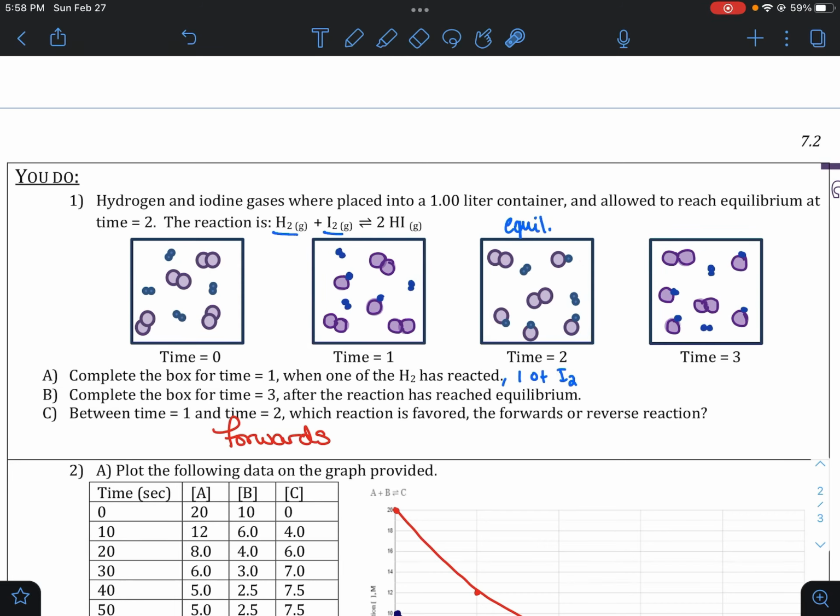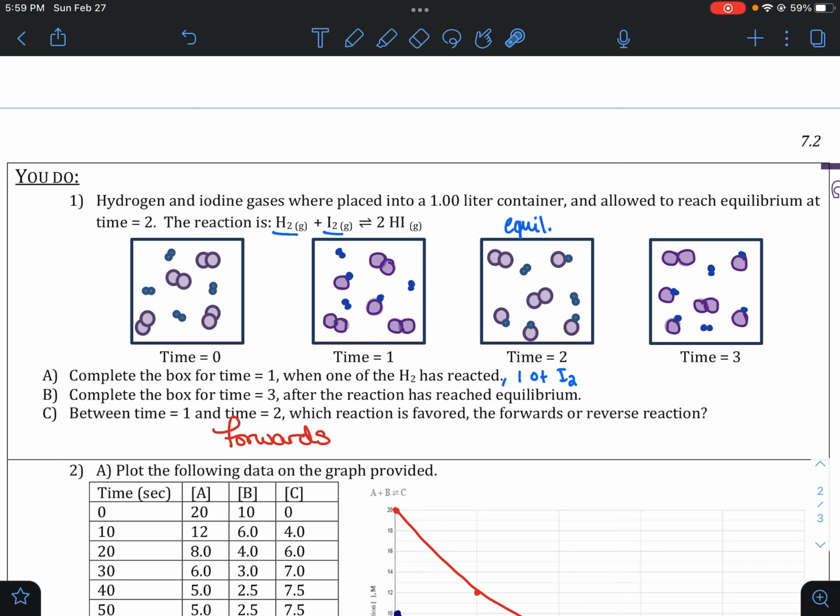Okay, so what you can see here is we had one more reaction between an H2 and an I2. All right, so we have doubled the amount of HIs that are formed. Okay. B says complete the box for time 3 after we've reached equilibrium. Well, that's kind of an easy one. If we've reached equilibrium at time equals 2, time equals 3 looks exactly the same as time 2. So you could have copy and pasted this again. All right, because again, the definition of equilibrium is that the net concentrations are not changing.